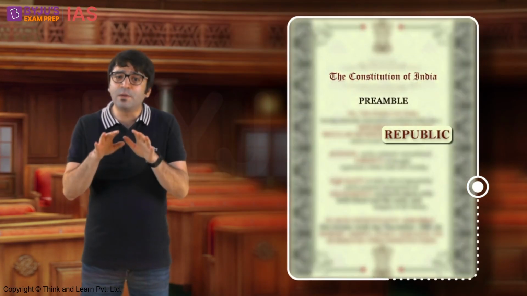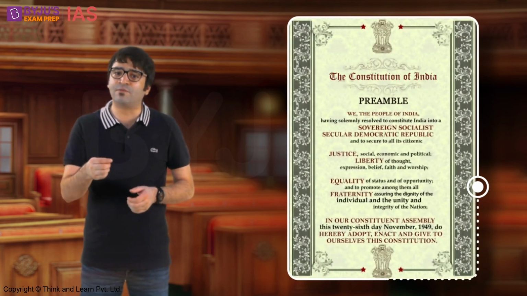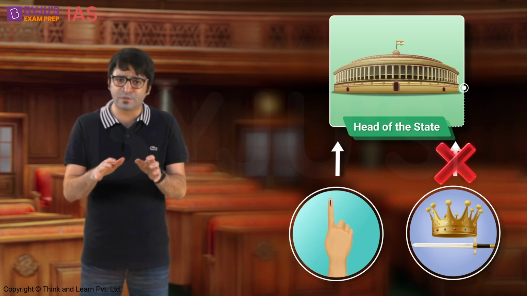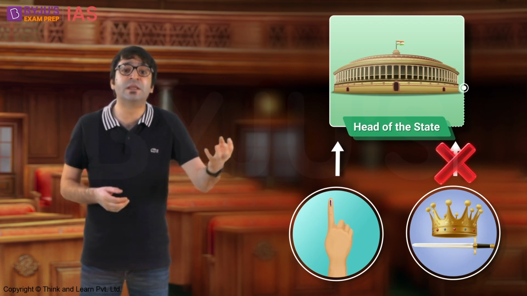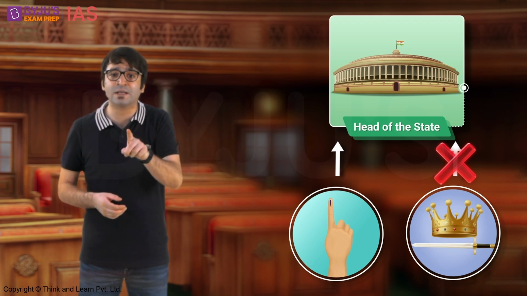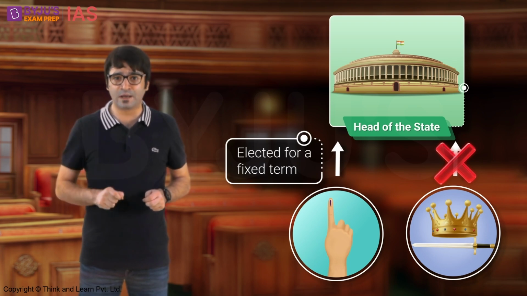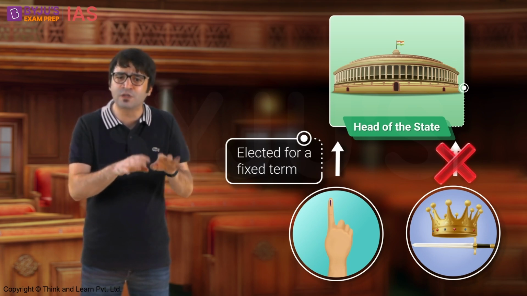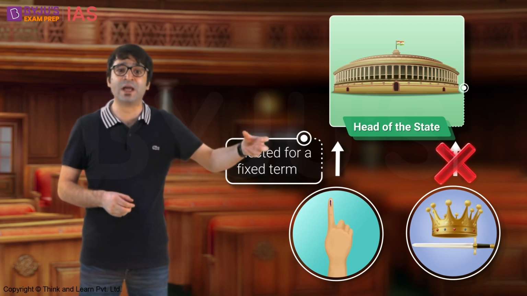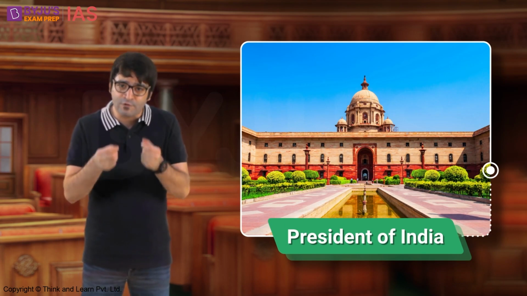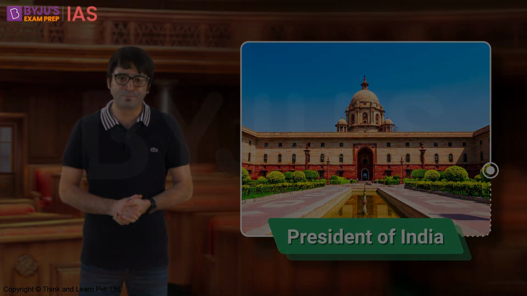Republic. The term republic represents a form of government in which the head of the state is an elected person and not a hereditary monarch. Under such a system, political sovereignty is vested with the people, and the head of the state is a person elected by the people for a fixed term. Thus, India is a republic, not because the head of the state is chosen by birthright, but because the head of the state, that is the President of India, is elected by the people. Although indirectly, this president holds office for a fixed term of 5 years.